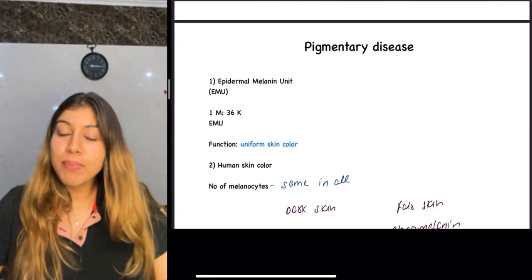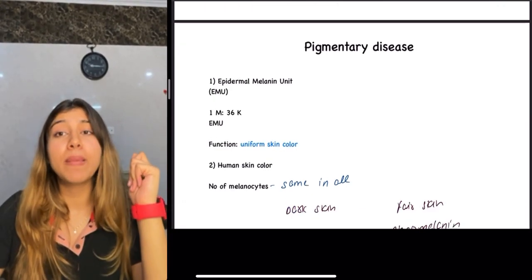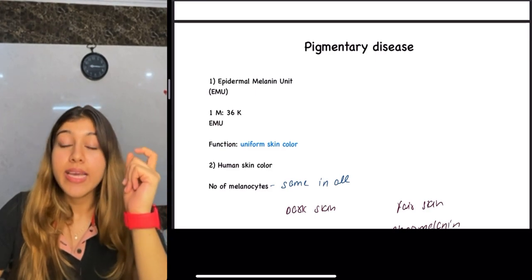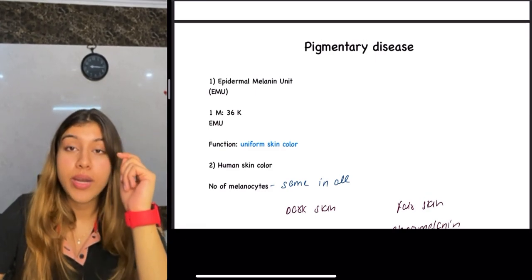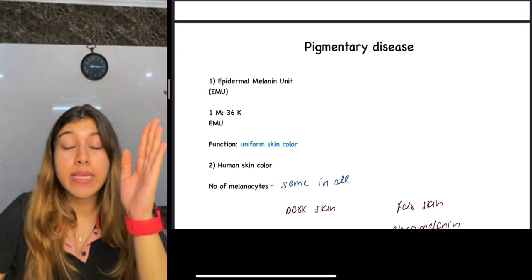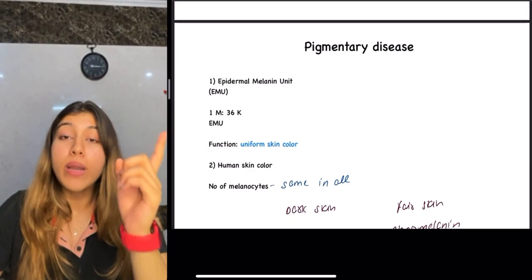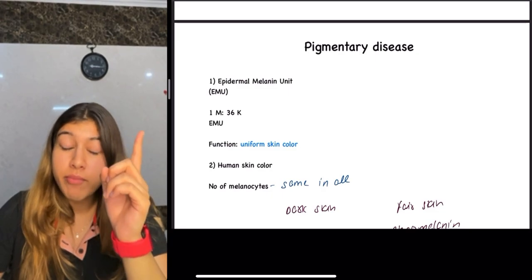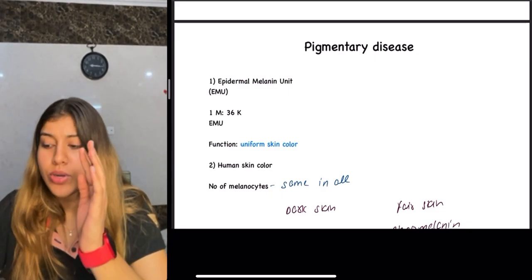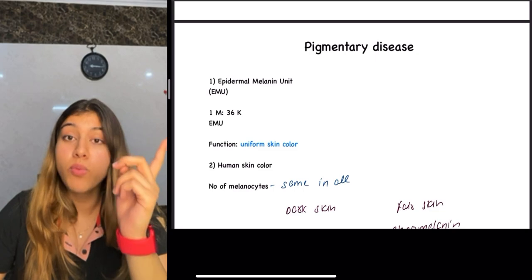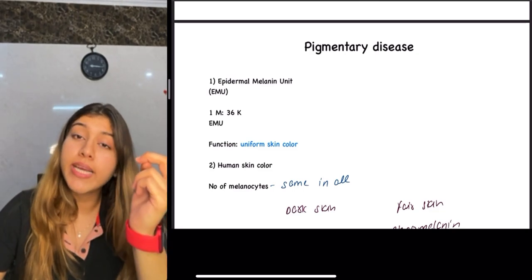Okay, in pigmentary disease, guys, first let us talk about an epidermal melanin unit. EMU, that is your epidermal melanin unit. Guys, your one melanocyte, there is a ratio, that is your melanocyte to keratinocyte ratio. One melanocyte is to 36 keratinocytes. Okay, the ratio is going to be 1:36 for your melanocyte to your keratinocyte.